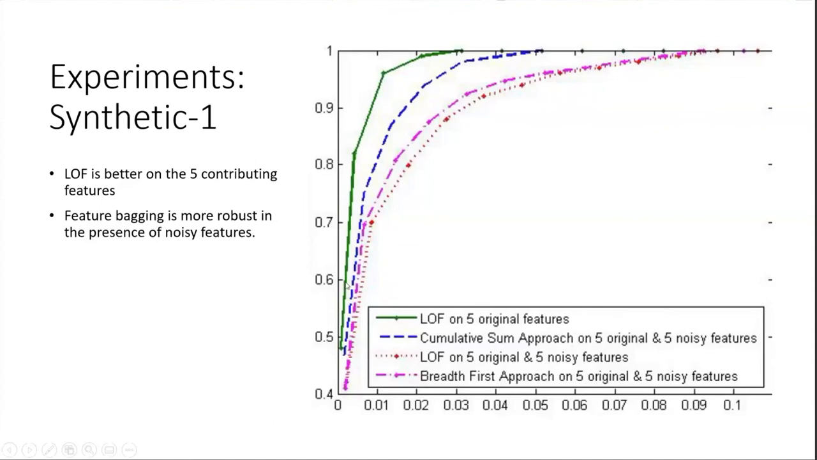We observe here that when we apply LOF on the 5 original features, we obtain the best performance, as illustrated by the ROC curve here. But when we add noisy features, the performance of LOF drops quite significantly, which is represented by the red dots here in the curve, while the approach proposed by the authors that uses feature bagging is more robust to the presence of noisy features.